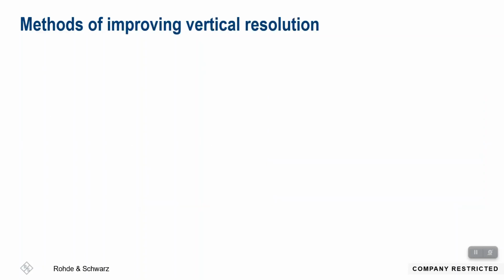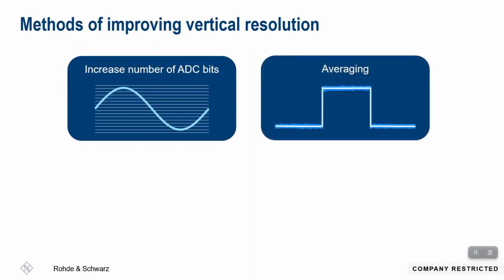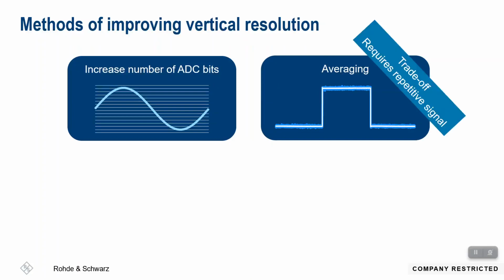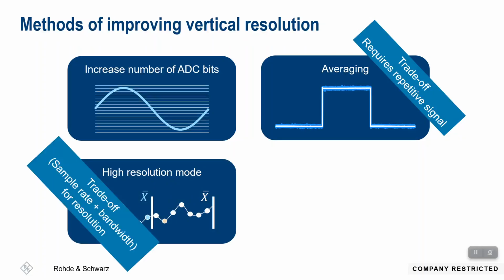So what are some ways of improving vertical resolution? Obviously, you can buy an ADC that has more bits. You can also do averaging. There is a trade-off related to averaging, and that is that it requires a repetitive signal. You could use high-resolution mode, or what's frequently called high-res mode. It has a couple of trade-offs. One of them is sample rate, and the other is bandwidth. And with high-res mode, it's not always obvious how much bandwidth you're trading off. So you have to use that one with care and spend some time thinking about the settings.